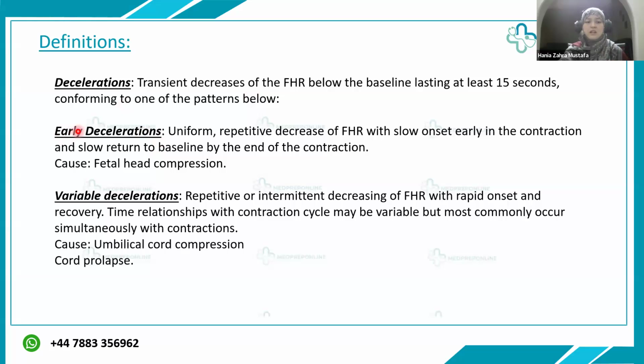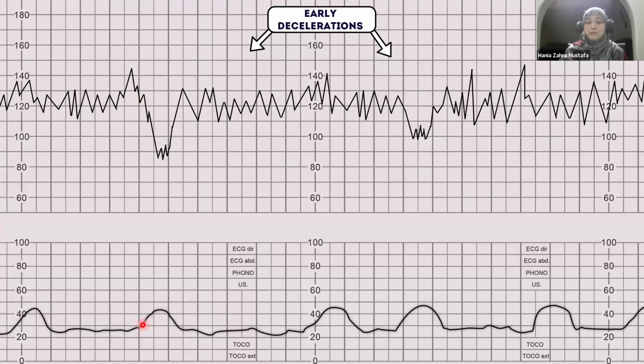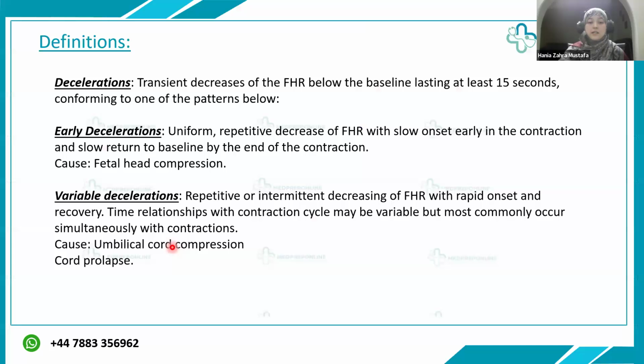Starting with the early decelerations, these are uniform repetitive decreases in the fetal heart rate that start with the uterine contractions. This is the pattern of the uterine contraction. You can see that the deceleration has started with the uterine contraction. It is coinciding with the uterine contraction and it is ending with the uterine contraction. So it means that these are early decelerations, and this is a cause of fetal head compression.